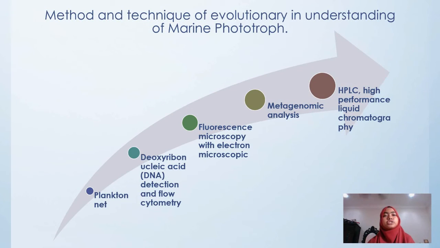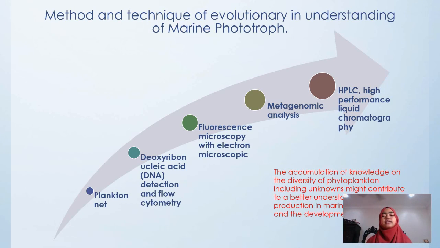These are the traditional methods and techniques of evaluation used in understanding marine phototrophs from the 1970s until 2011, from plankton nets, to detection by flow cytometry, epifluorescence microscopy with electron microscopy, and metagenomic analysis, up to the big machines like HPLC. The accumulation of knowledge on the diversity of phytoplankton, including unknown ones, might contribute to a better understanding of primary production in marine environments and the development of technology.